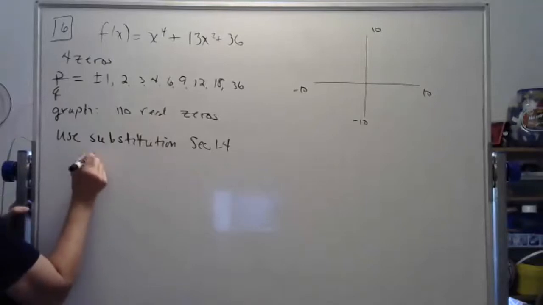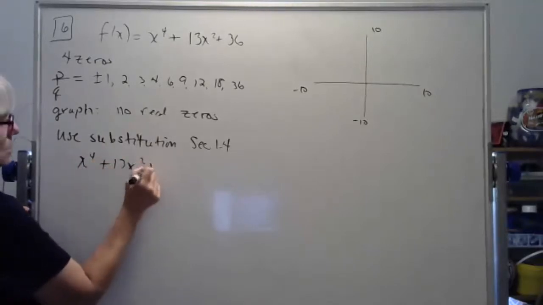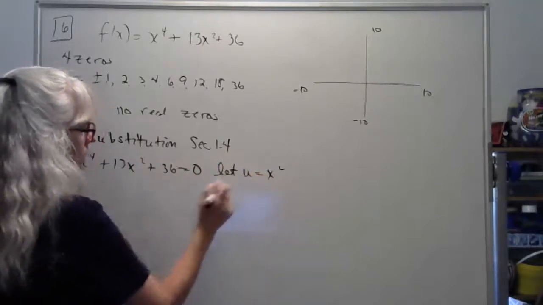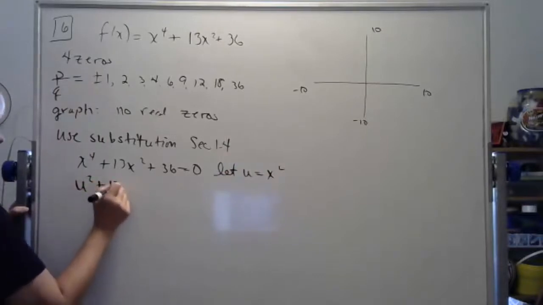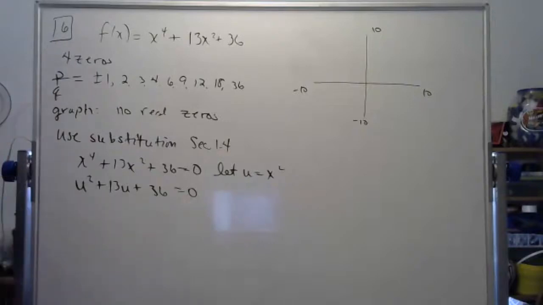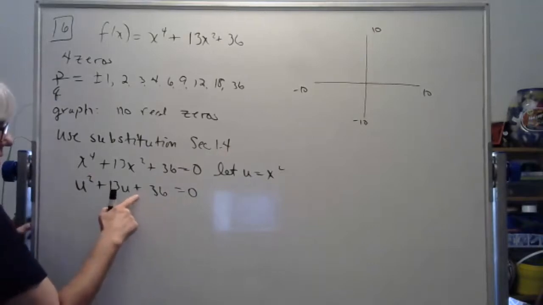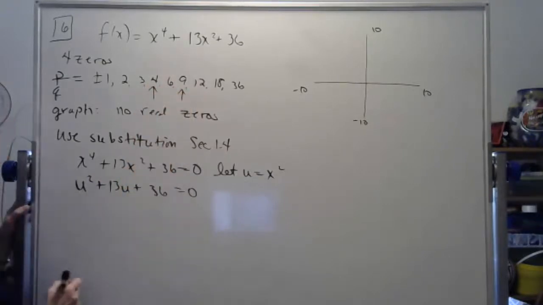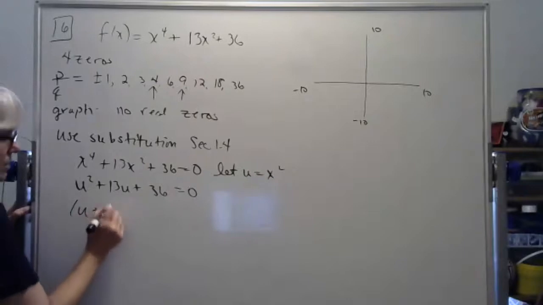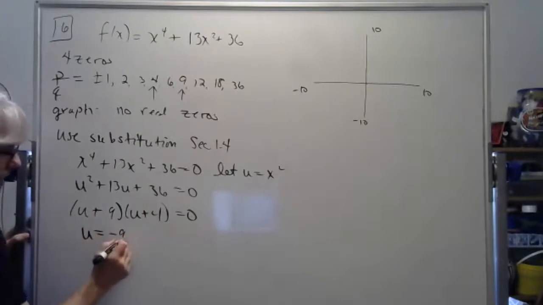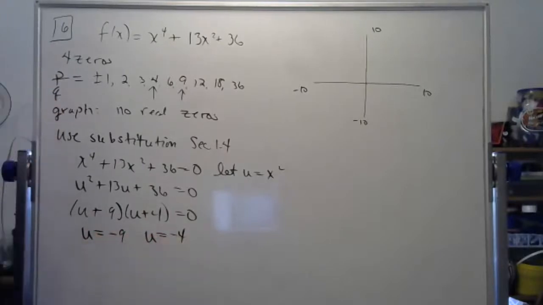Okay, sorry, let me not skip too many steps here. We're going to take x to the 4th plus 13x squared plus 36, set it equal to 0. We're going to let u equal x squared so that this becomes u squared plus 13u plus 36 equal to 0. So notice I took it out of the function format altogether and put it back into stuff that we started with. So factors of 36 that add to 13. I've got the lists up here. Don't 4 and 9 add to 13? So this factors into (u plus 9)(u plus 4). So u equals negative 9 and u equals negative 4.